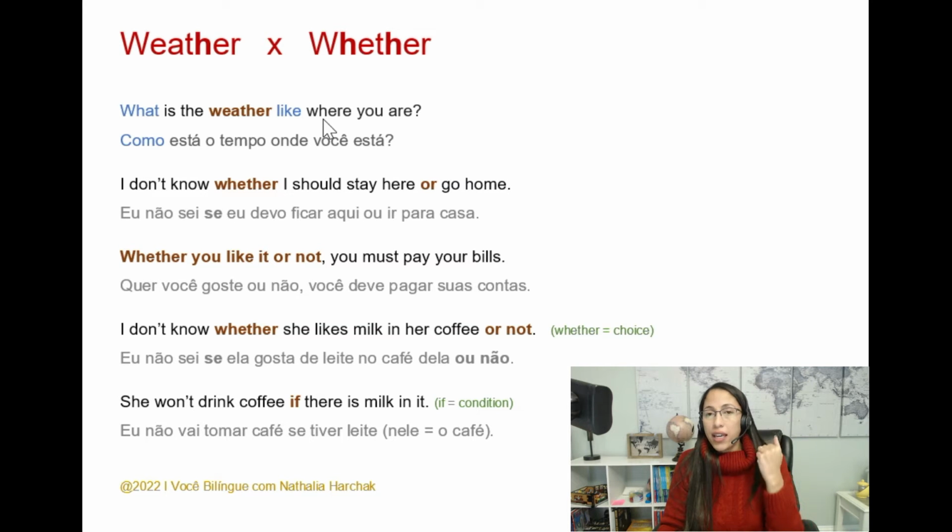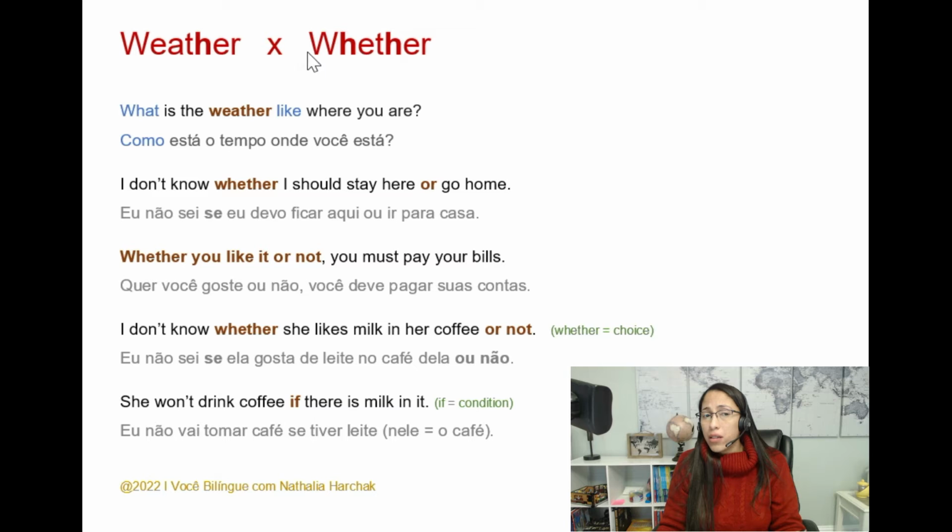Describe it. And the person should be able to answer, oh, it's really hot today. It's cold. It's sunny. It's raining. It's windy. Okay? So that's our first option here. And then we have the word whether.